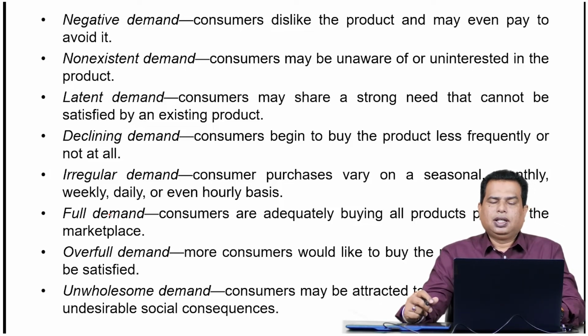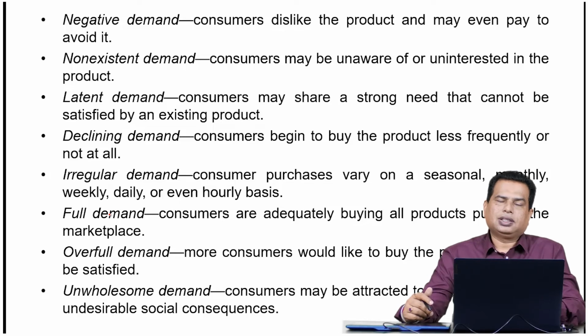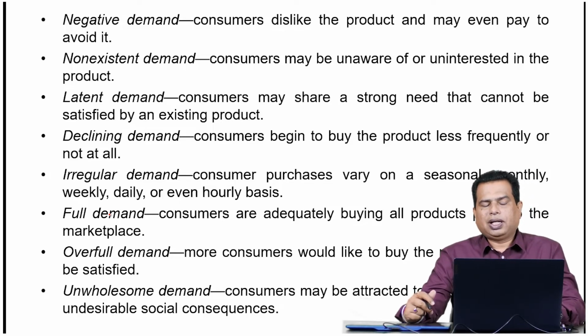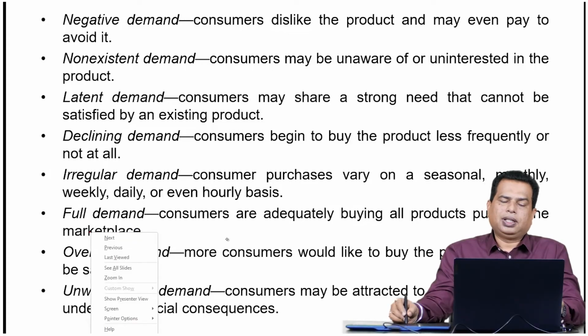Then irregular demand: consumer purchases vary on a seasonal, monthly, weekly, daily, or even hourly basis. If the demand varies like this, that is irregular demand. For example, for some products and services the demand in the winter season is more, and it does not remain the same in the summer season. Then full demand: consumers are adequately buying all the products put into the marketplace. That is full demand. What has been manufactured has all been sold.